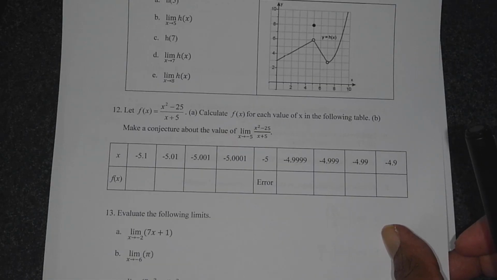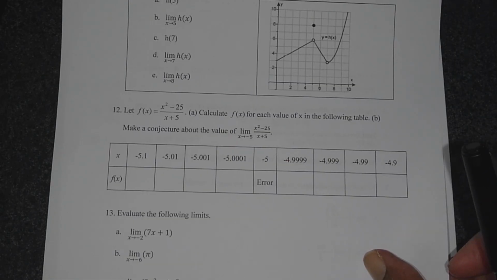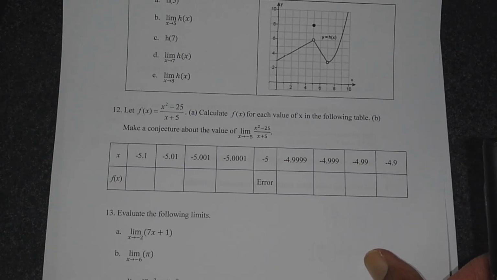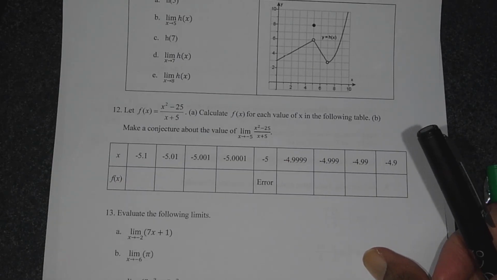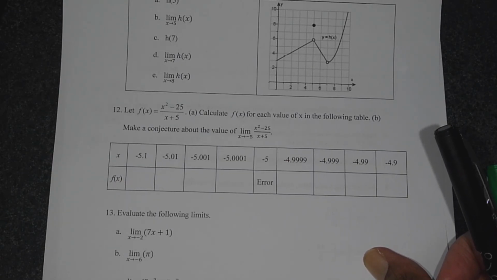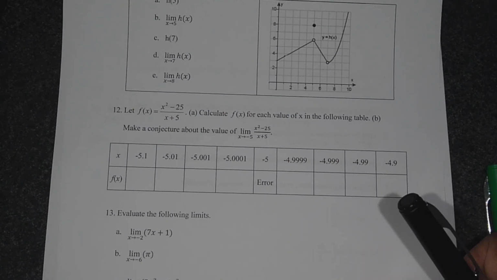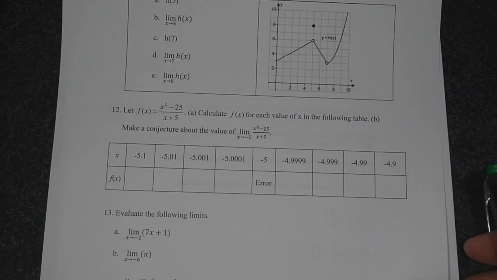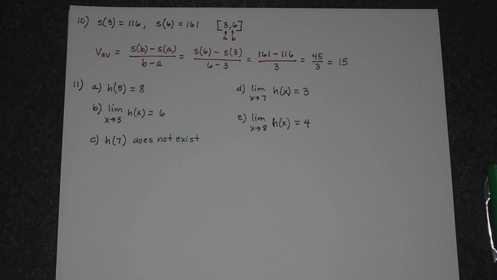In number 12, let f of x equal x squared minus 25 divided by x plus 5. In this case, you're going to do two parts. You're going to calculate f of x for each value of x in the following table. Then part B, make a conjecture about the value of the limit as x approaches -5 of x squared minus 25 divided by x plus 5. So here you're given the table.